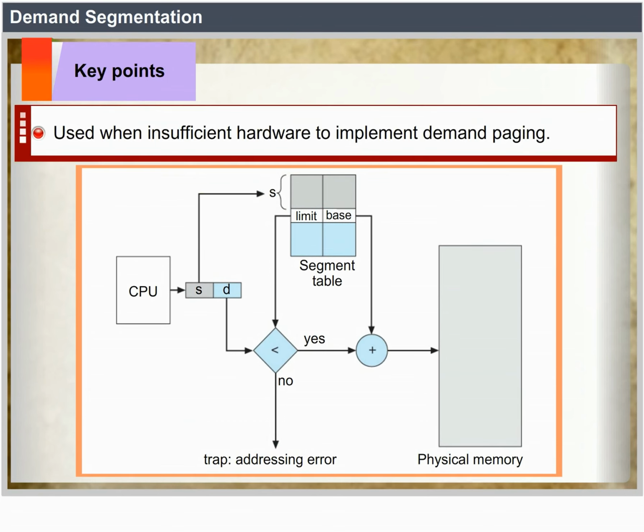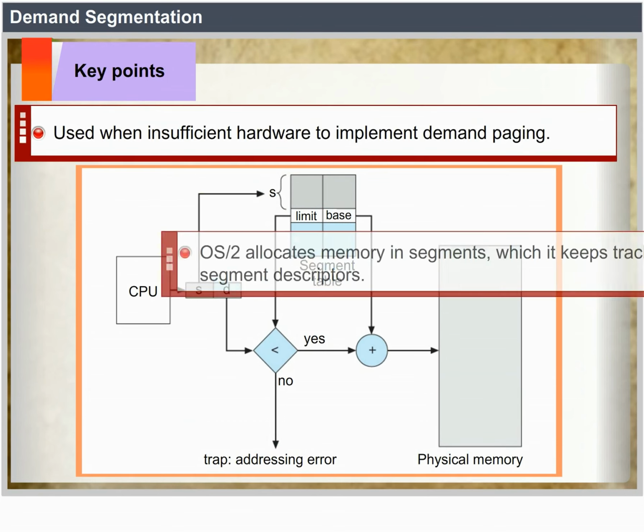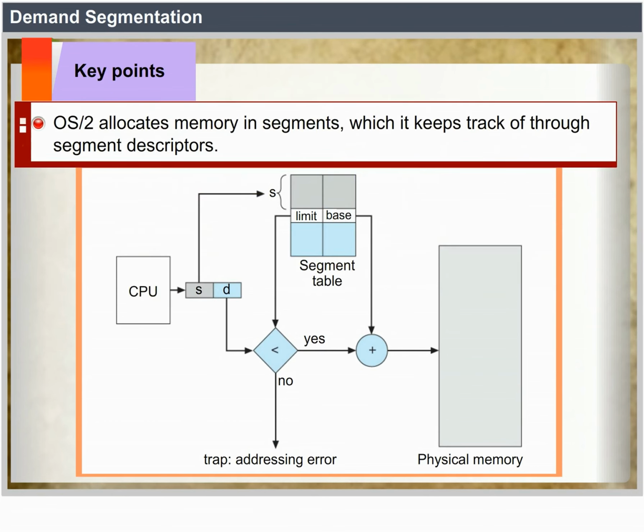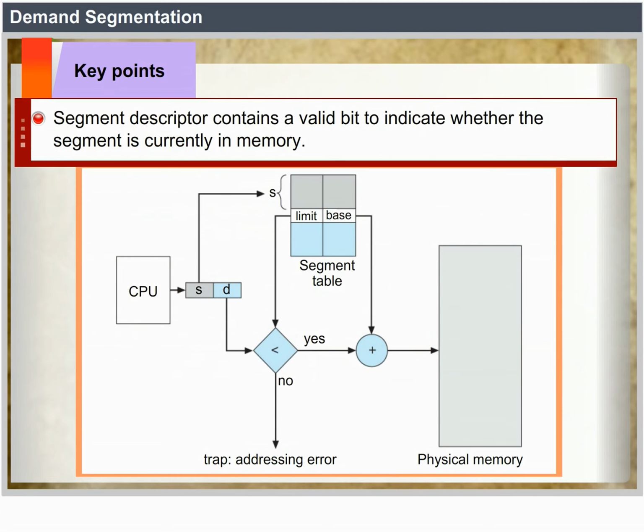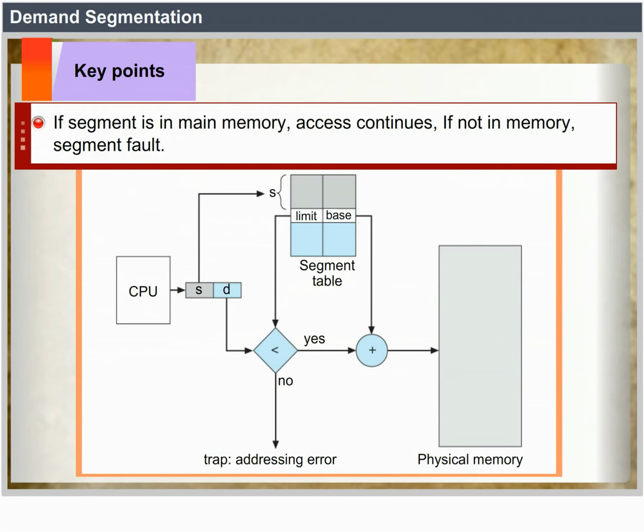Key points. Used when insufficient hardware to implement demand paging. OS/2 allocates memory in segments which it keeps track of through segment descriptors. A segment descriptor contains a valid bit to indicate whether the segment is currently in memory. If the segment is in main memory, access continues. If not in memory, segment fault.